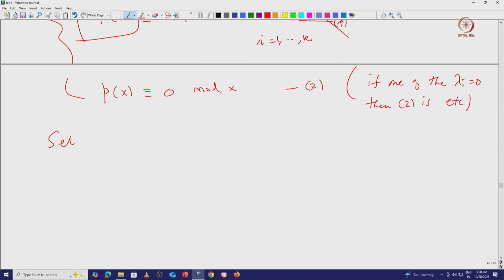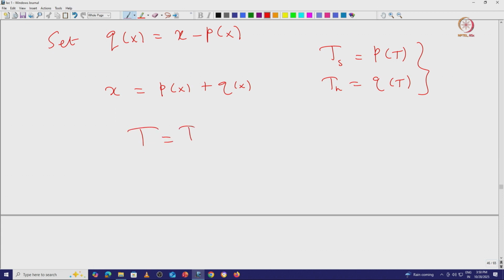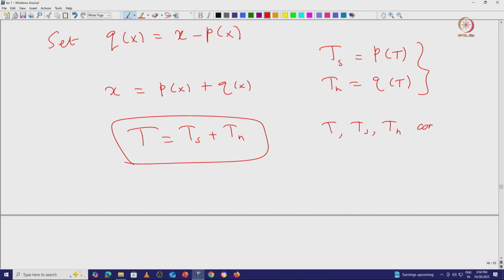Now we just set q(x) to be x minus p(x). So, it is clear that x is nothing but p(x) plus q(x), and we define T_s to be p(T) and T_n to be q(T). From this you can easily see that T can be written as T_s plus T_n, and all of T, T_s and T_n commute with each other.